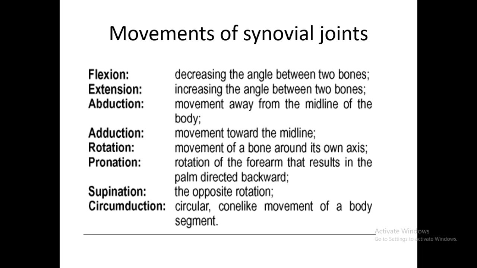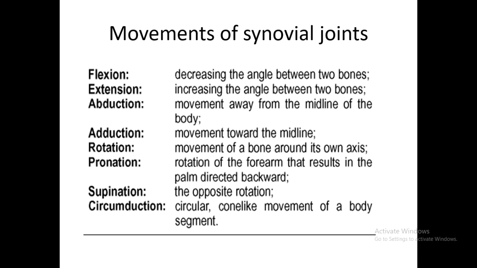Pronation, rotation of the forearm that results in the palm directed backwards. And supination, the opposite direction. Circumduction, circular cone-like movement of the body segment. So those are the main movements of the synovial joints.